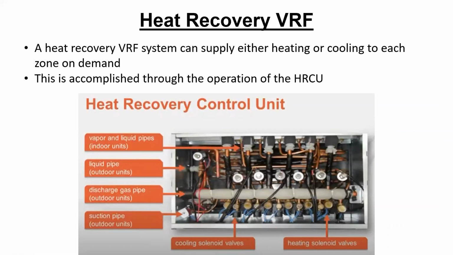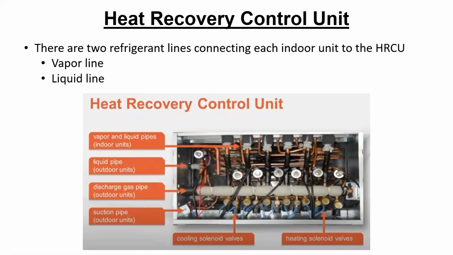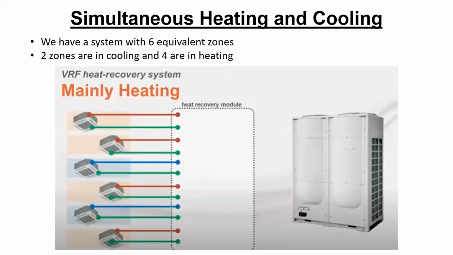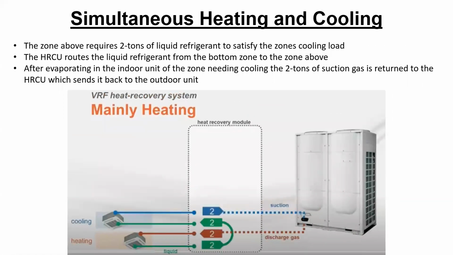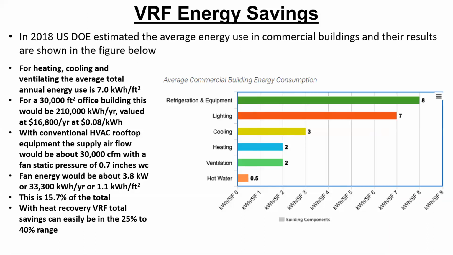So I'm going to skip those details of the control system. You have a discharge gas line, liquid refrigerant line, compressor, and suction gas line that help you control. We talked about those. That works for simultaneous heating and cooling. I leave those for your reading for further details, really step by step how they work. But let's take a look at this in terms of energy saving using variable refrigerant flow.